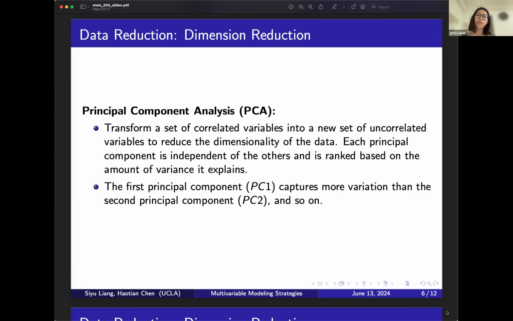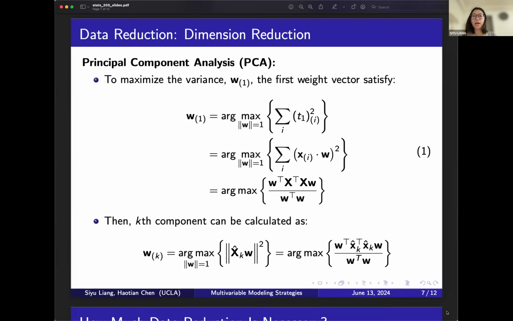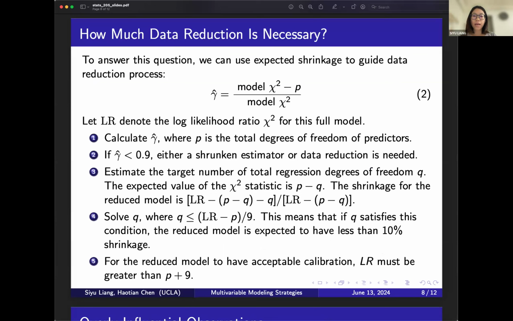To maximize the variance, we need to calculate the first weight vector that can satisfy the first function. And then following the function, we can calculate the kth component as the second function here. And then you might ask, how much data reduction is necessary? To answer this question, we can use the expected shrinkage to guide this process, shown by function 2. Here we let LR denote the log likelihood function chi-squared for this full model. So the model chi-squared will be represented as LR here.